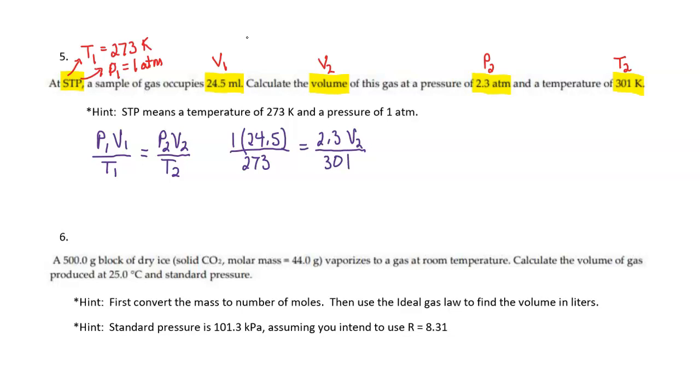Now, study this equation that you've created. Find where the variable is and think about how you get that to be alone. You've got to get rid of the 301 and you've got to get rid of the 2.3. So we need to multiply by the 301 and then divide by the 2.3.